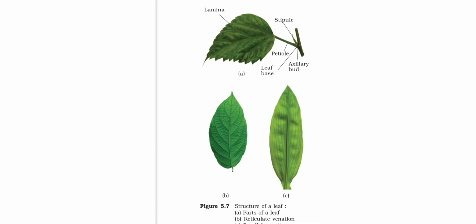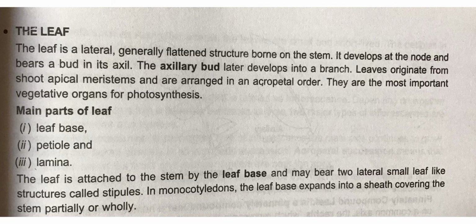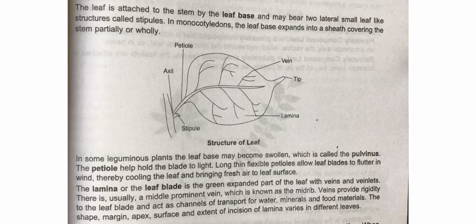The third portion is the leaf lamina, which is a very important portion, also known as the leaf blade. It is the green expanded part of the leaf with veins and veinlets. There is usually a middle prominent vein which is known as the midrib. The veins provide rigidity to the leaf blade and act as a channel of transport for water, minerals as well as food materials. This is the main function. The shape, margin, apex, surface and extent of incision of the lamina vary in different leaves, as I have told you. So in this way, today we have learned the structure of the leaf.